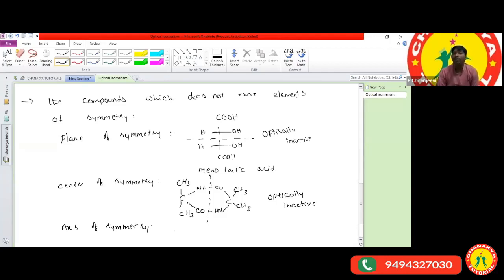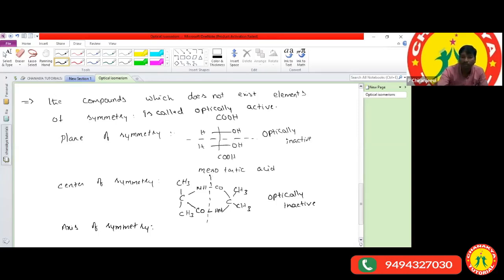We call optically active compounds the compounds which do not exist with elements of symmetry. If they have any kind of symmetry, then they are optically inactive. Now you got the clarity, sir?